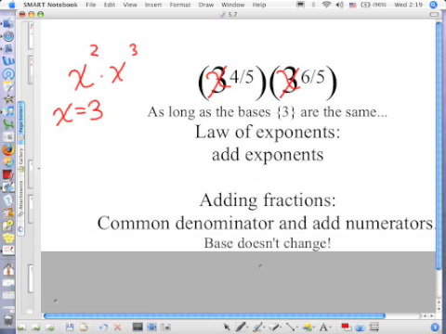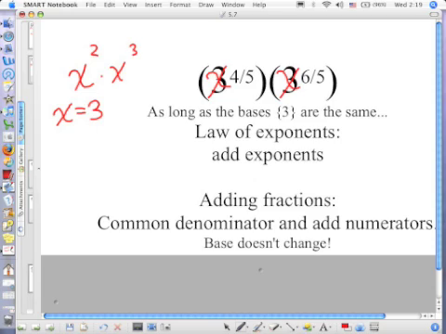All right. The law of exponents says that we're going to add them together. Well, the exponents are fractions. So now we've got to figure out how to add fractions. You have to have a common denominator, which y'all have, and you add the numerators, but the denominator doesn't change. Okay? 1/2 plus 1/2 is 2 halves. Okay?